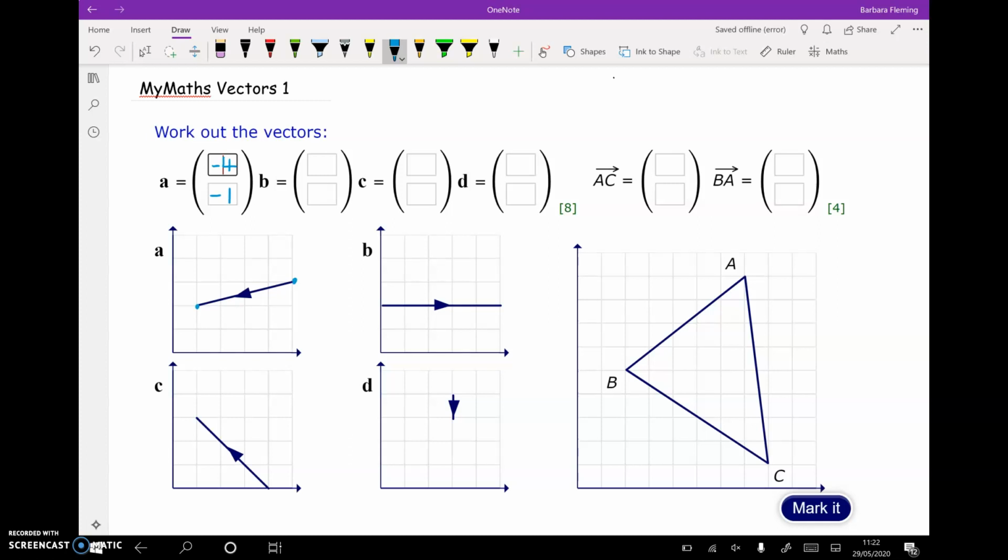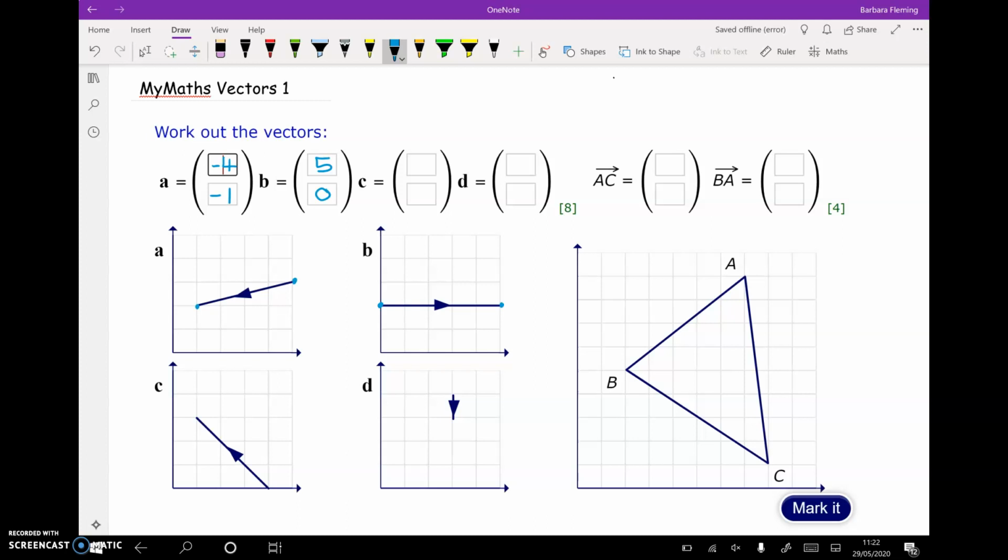B. So again, thinking about where your start point is here, following that arrow to your end point. We're going right here, and we're going right 1, 2, 3, 4, 5. So right 5, that's a positive 5, and there's no up or down movement. You're already at your end point, so it's just a 0 for your up or down movement.